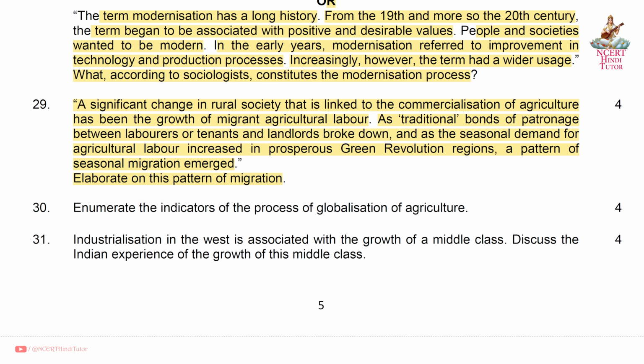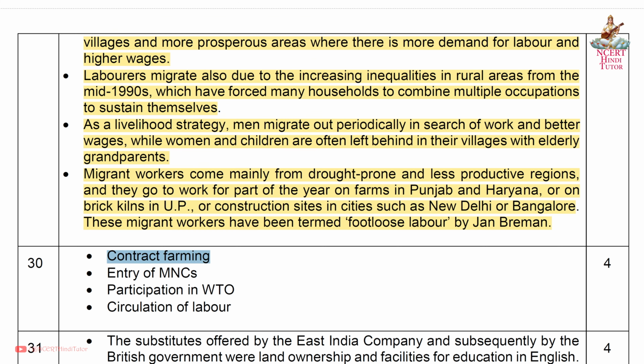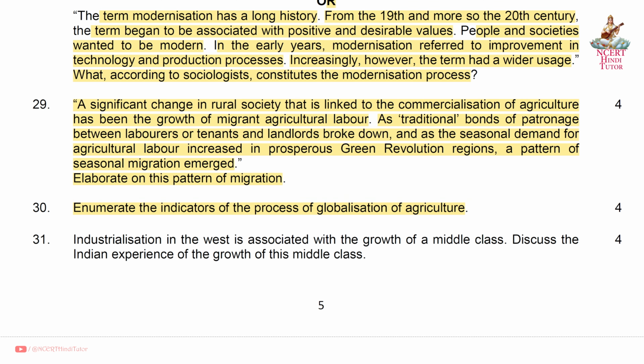Question 30. Enumerate the indicators of the process of globalization of agriculture. Answer: contract farming, entry of MNCs, participation in WTO, circulation of labor. Question 31. Industrialization in the West is associated with the growth of a middle class. Discuss the Indian experience of the growth of this middle class.